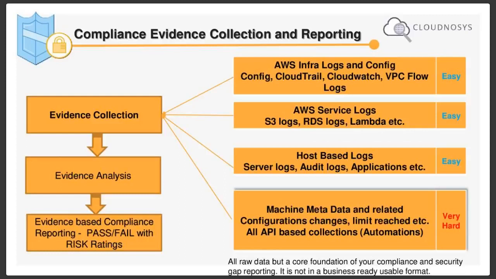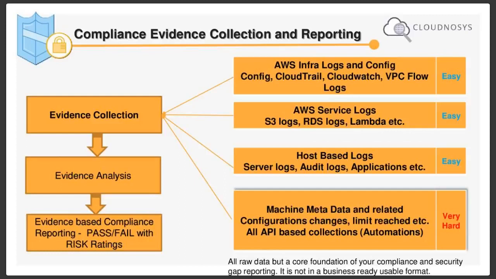Now, certain things are easy to do from an evidence collection perspective, and other things are hard to do. This evidence collection also has to do with generating reports. It says evidence collection, but just think of it as data collection, so that I can generate an audit report of pass and fail and risk rating. So these are the inputs that you need to make that report, and that's what the auditors are looking for from you, okay? So these auditors are going to look for all of that.